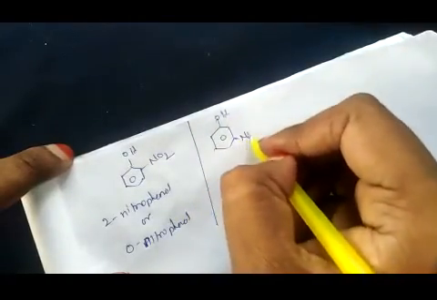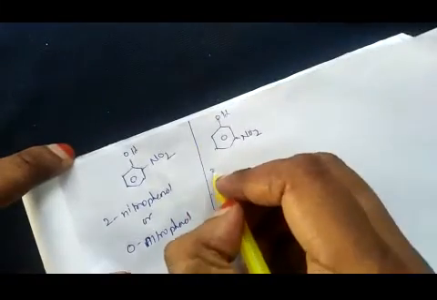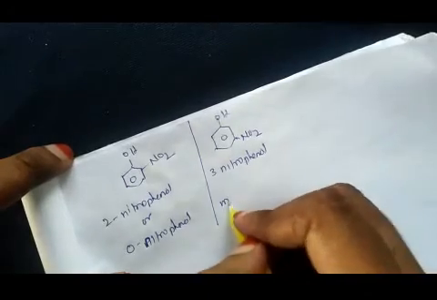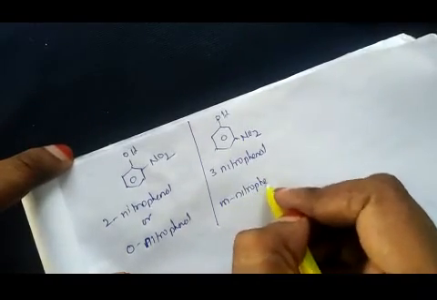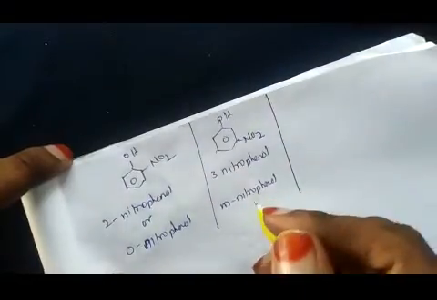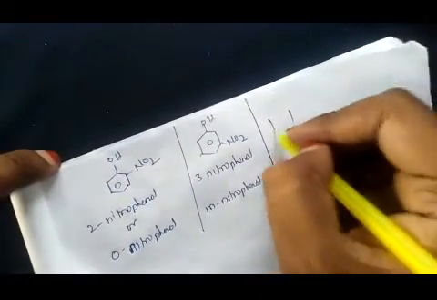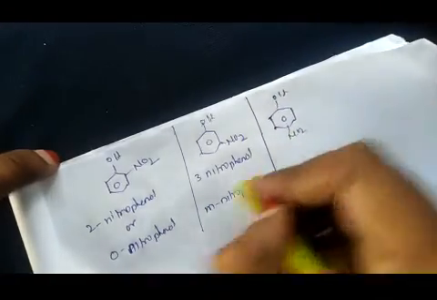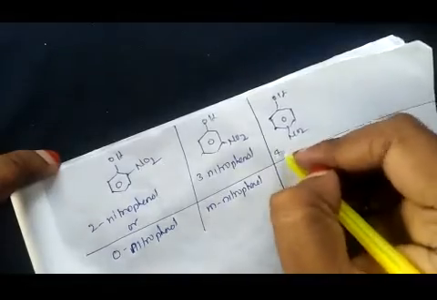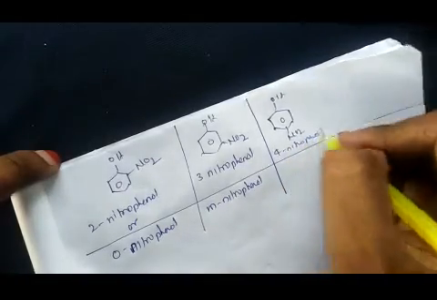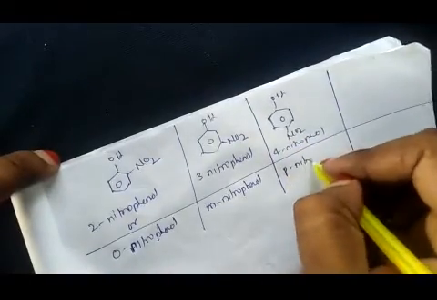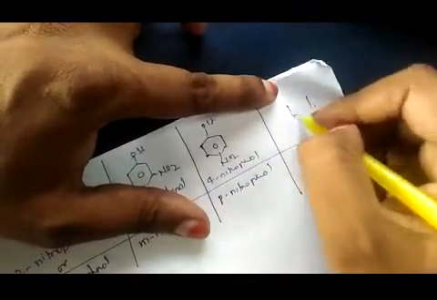Another isomer has OH and NO2. It is 3-nitrophenol, called meta-nitrophenol. Another derivative has OH here and NO2. According to the IUPAC it is 4-nitrophenol, and simply it is also called para-nitrophenol.